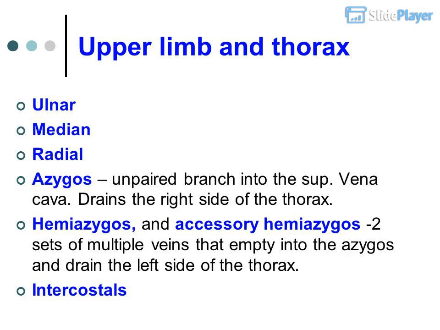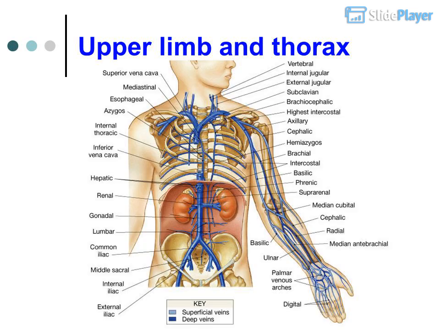Azygos, unpaired branch into the superior vena cava. Drains the right side of the thorax. Hemiazygos and accessory hemiazygos, a set of multiple veins that empty into the azygos and drain the left side of the thorax. Intercostals.